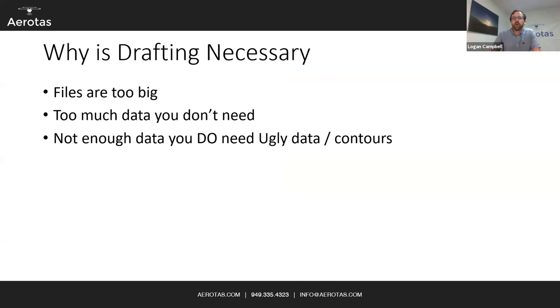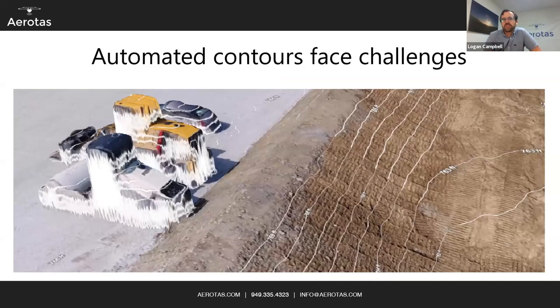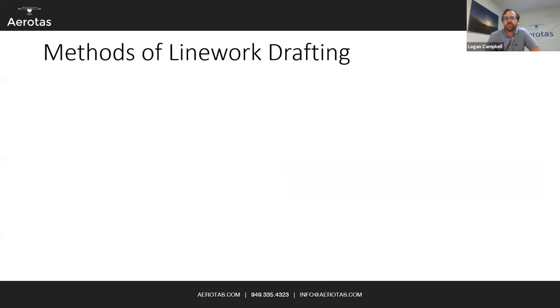So why is it necessary? Well, the files are too big, but it also has too much data you don't need. Like I've shown you before, it has all of this data on the cars, on the vegetation, on buildings, when what you really often need is a clean surface, planimetrics, and all of that. There are these challenges to automated contours. No one wants a topo map where every car has a contour drawn around it.